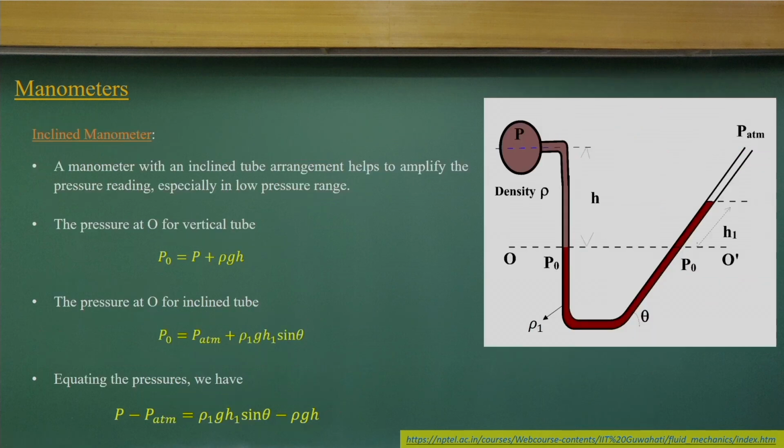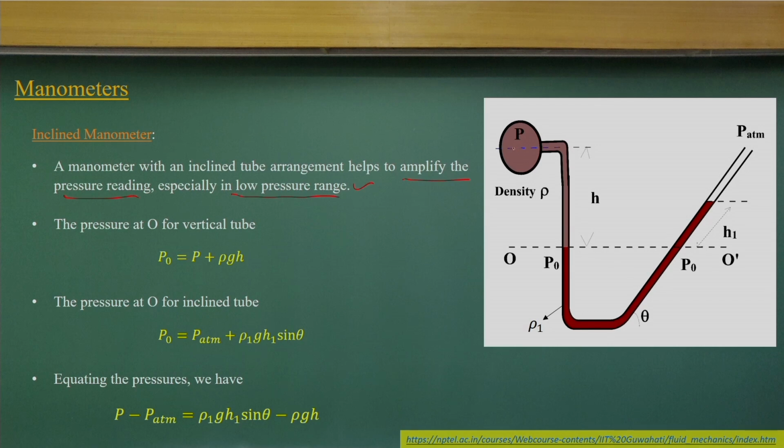Another case is the inclined manometer, which has quite an advantage in the sense that it amplifies the pressure reading when you are talking about low pressure ranges. When you are measuring low pressures, because it is inclined, it is easier for us to measure them as compared to the vertical one.